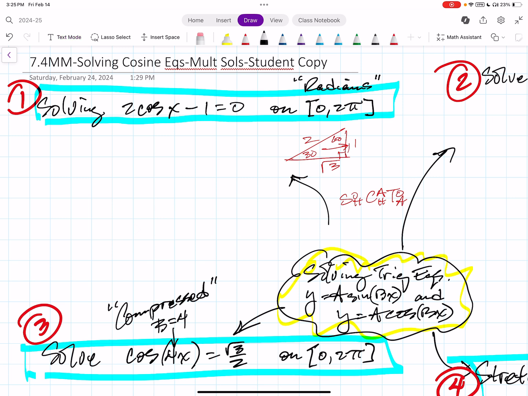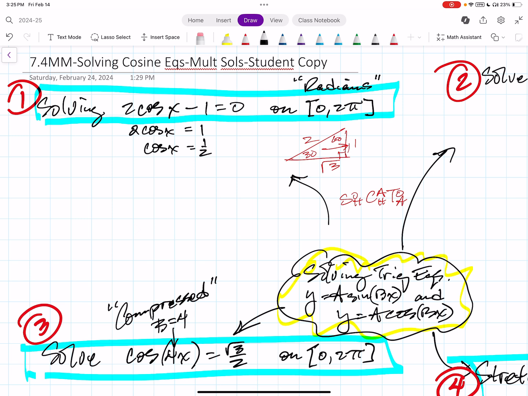I'm going to solve this equation: 2 cosine x minus 1 equals 0 from 0 to 2 pi. All right, we're going to solve all of the equations here from 0 to 2 pi, which limits the solutions because otherwise these have an infinite number of solutions, as you guys know. All right, I'm going to add 1. So I get 2 cosine x is equal to 1. I'm going to divide by 2. So I get cosine x equals 1/2.